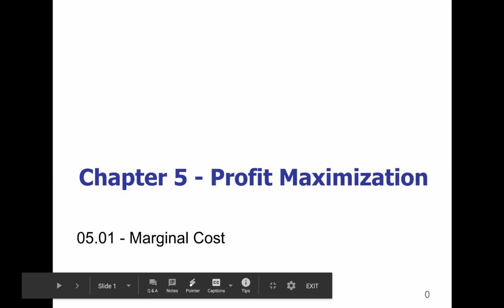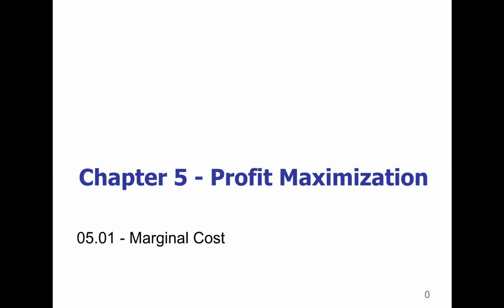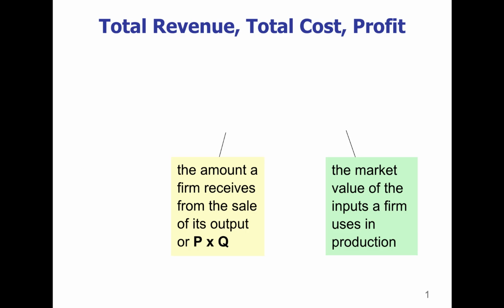Chapter 5, Profit Maximization. In this chapter, we're going to talk about what it takes to make profit and how much businesses can maximize their profit by paying attention to their cost. And specifically, we're going to look at a special type of cost called marginal cost.